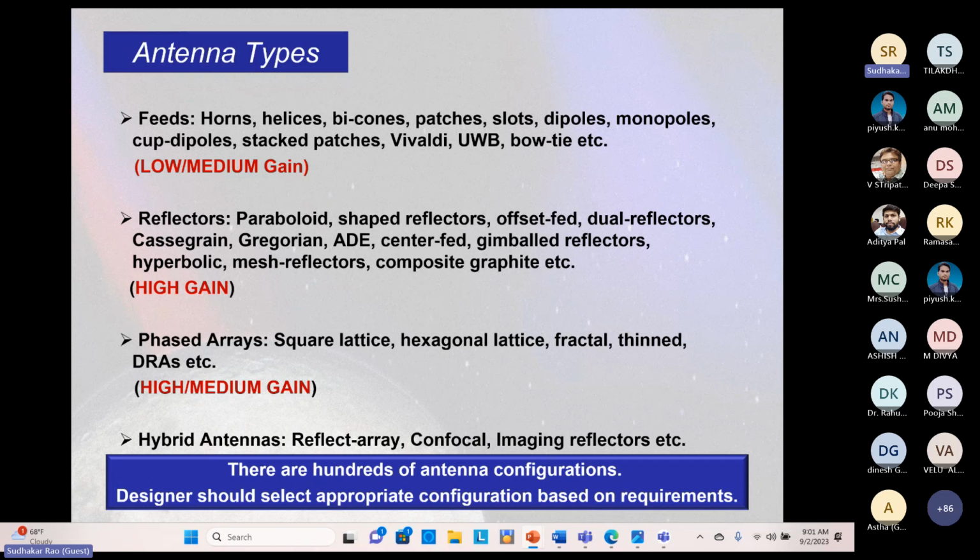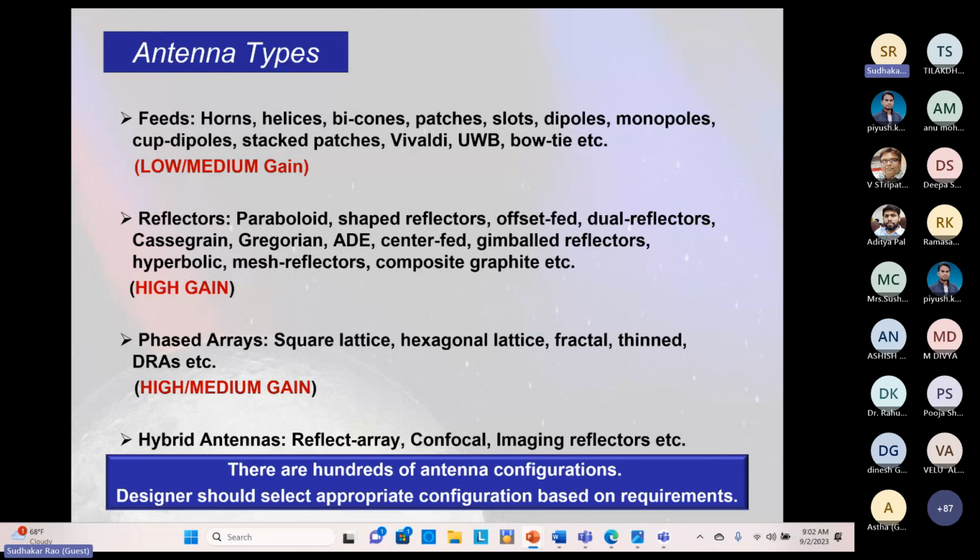phased arrays. So they have square lattice, hexagonal lattice, fractal type, thinned arrays, and DRAs, direct radiating arrays with a beamforming network behind. So that's a fixed beam. Whereas with most phased arrays, your beam scans over a certain coverage region. So you need to provide that. It's not super high gain, but it can provide high gain and medium gain.